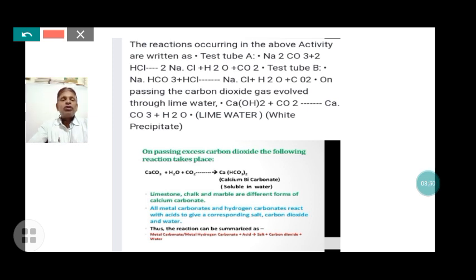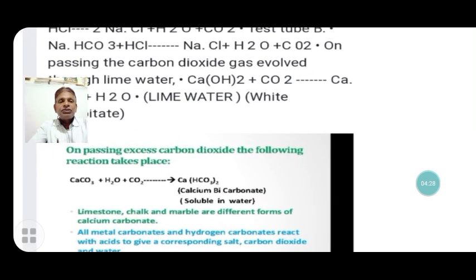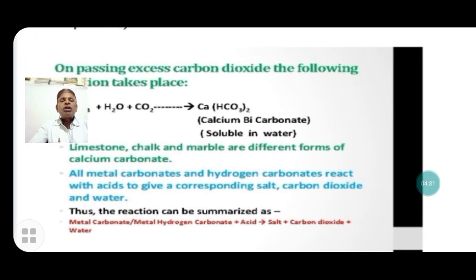Now, when the gas produced in the reaction, that is carbon dioxide, is passed through the lime water, which is an aqueous solution of calcium hydroxide, the calcium hydroxide reacts with the carbon dioxide to form insoluble calcium carbonate that appears as a precipitate, and that makes the calcium hydroxide solution milky. That is the test for carbon dioxide gas.